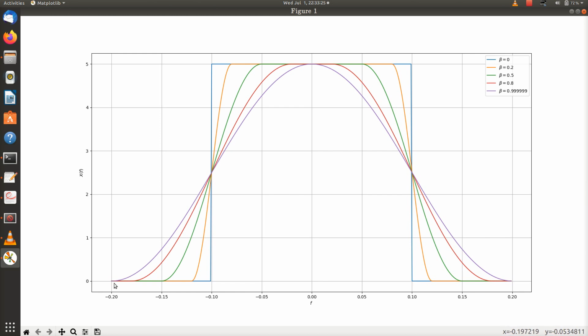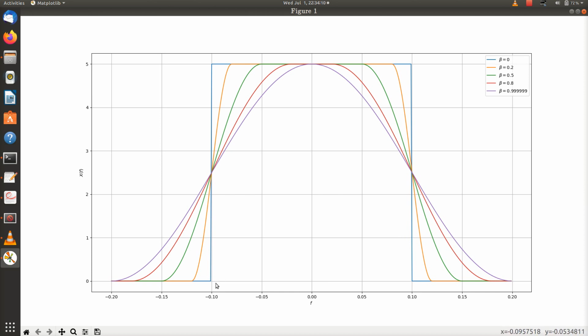You can see that this is my 1 by T. I assume that T is 5, so this is minus 1 by T, minus 1 by 5, or minus 0.2. You can see that it comes here, and this point is minus 1 by 2T, so that it becomes minus 1 by 10, it is minus 0.1. And here this point is plus 1 by 2T, that is 1 by 10, that is 0.1, and this point is plus 1 by T, that is 1 by 5, that is 0.2.